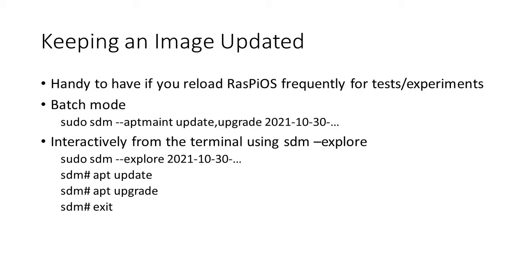If you rebuild SD cards frequently enough, you may want to have your customized image with all the latest APT updates installed. You can do this in batch mode or interactively, or you can simply rebuild the image whenever you want. It's especially painless and quick if you use APT Cacher NG, which you'll learn about in just a minute.